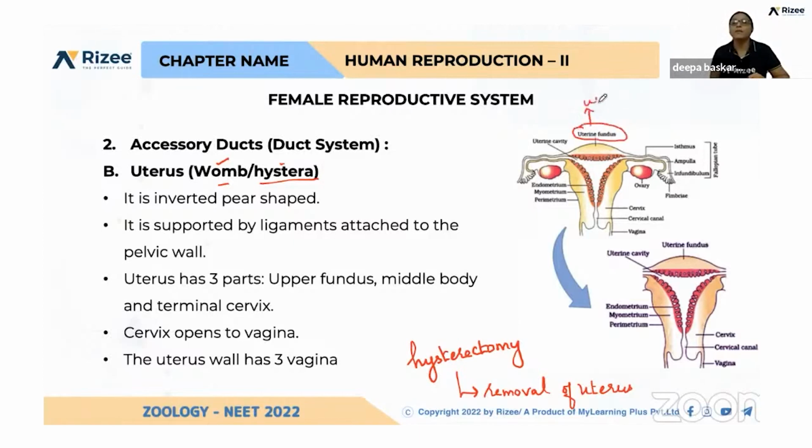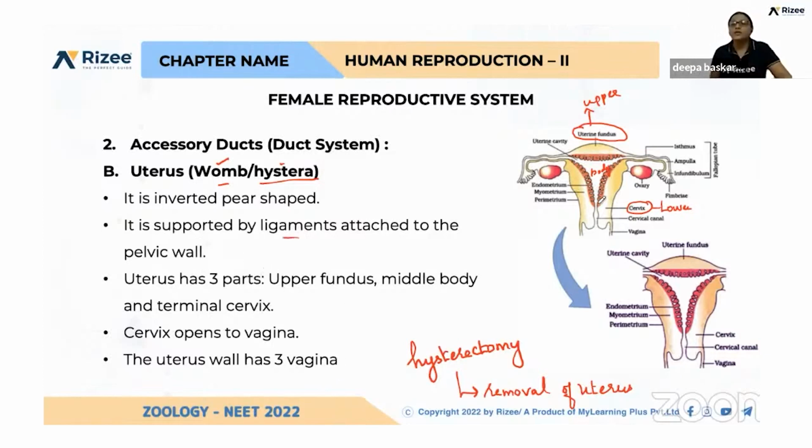This is the upper part. Then the middle is the body of the uterus, and the lower part is called the cervix. So the uterus is made up of three different parts: upper fundus, middle body, and lower cervix. It is also attached to the pelvic wall by ligaments.